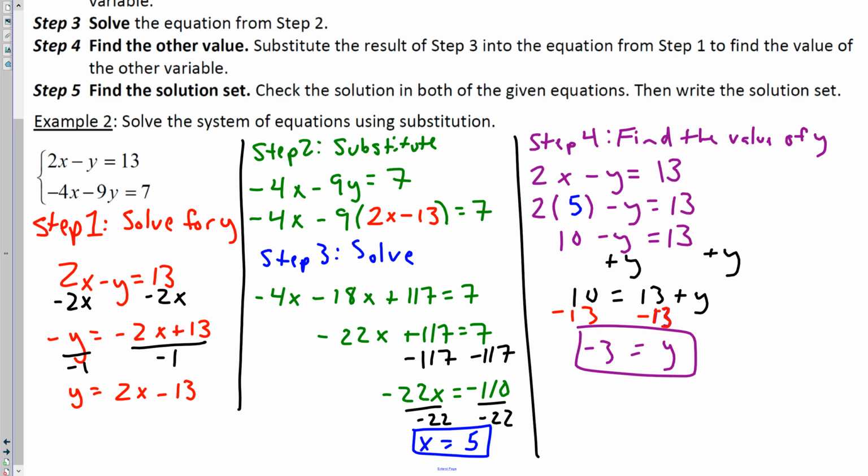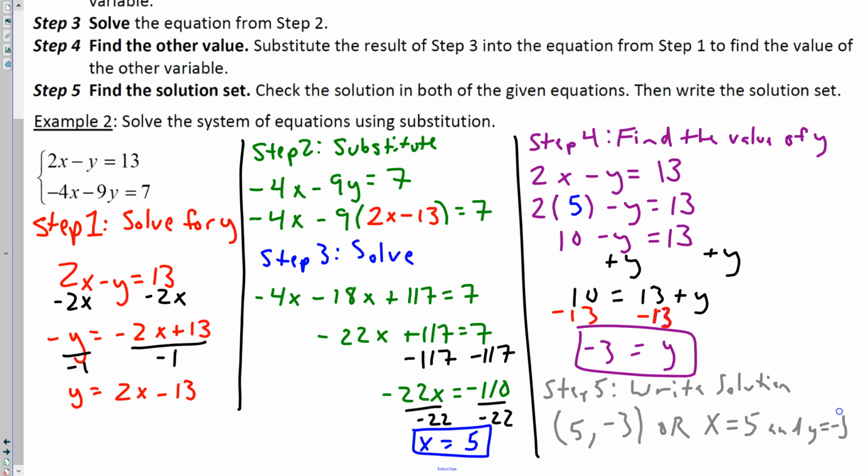So then the last step, what we think of as step 5 here, that's to write your solution. So we need to write the solution together with x and y. So there's two ways to do that. There's our ordered pair that we saw. So x is 5, y is negative 3. Or you could also write it out as x equaling 5 and y equals negative 3. So that's our solution to our system.